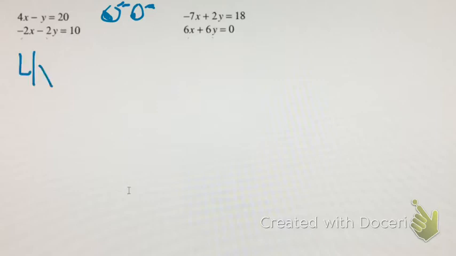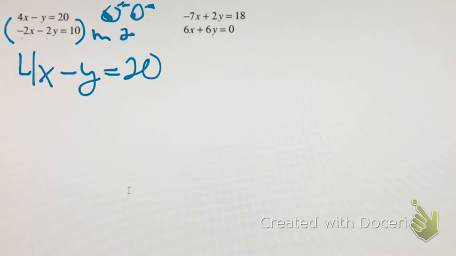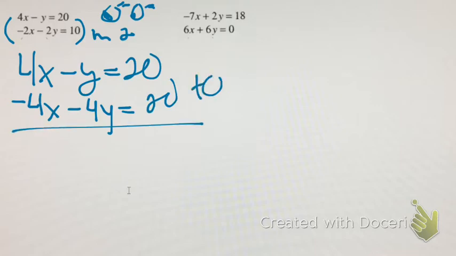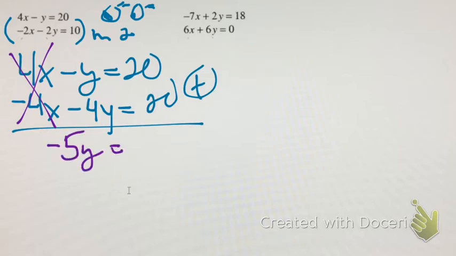So I've got 4x minus y equals 20 on top. And on the bottom, if I multiply the entire equation by 2, I'm just going to get minus 4x minus 4y equals, I'm multiplying by 2, so 20. I'm going to combine them, linear combination, add them together. So 4x minus 4x, they get added together to eliminate the x's, and I get minus 5y equals, 20 plus 20 is 40, so I've got y equals minus 8.